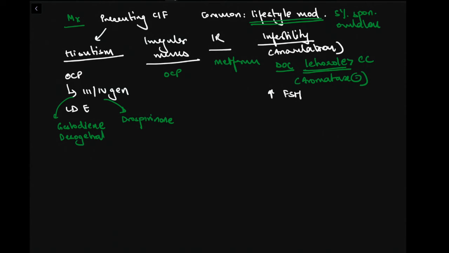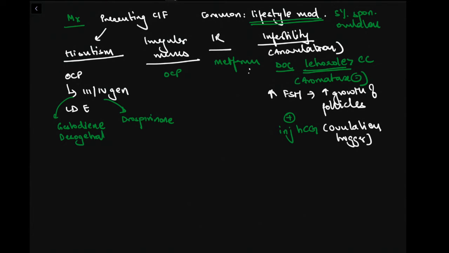Now, increase in FSH leads to increase in growth of follicles. Therefore, we add injection HCG to promote follicular growth. It is an ovulation trigger.